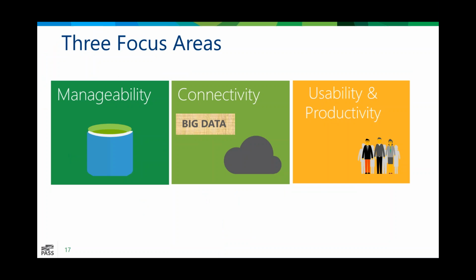So for SSIS 2016, we have been focusing on 3 areas to be more exact. One is manageability, connectivity, and usability and productivity. And why are we focusing on these 3 areas? How do we make the call? Because the more I talk to customers, partners, and ISVs, the more I know there are a lot of requests for different things, or a lot of feature asks in the last few years. So how do we make the call?